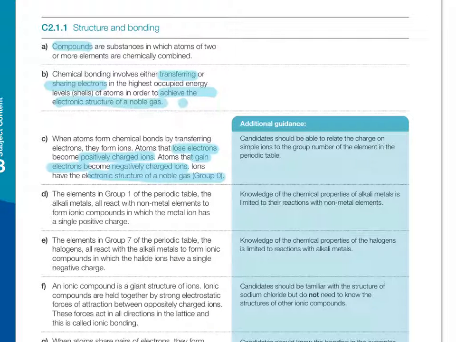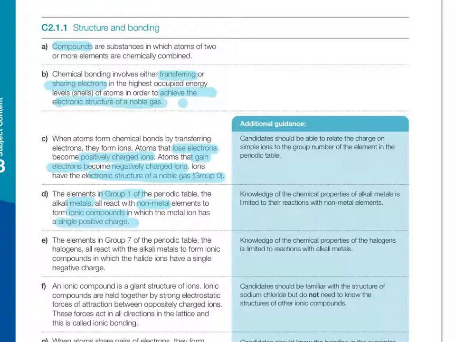Looking at the periodic table, anything that's in group 1, also known as the alkali metals, will form a 1 plus ion. So that's nice and easy to remember. Group 1 loses 1 electron, becomes 1 plus. And they will react with non-metals. So you'll have a reaction between the group 1 metal and a non-metal to form an ionic compound.